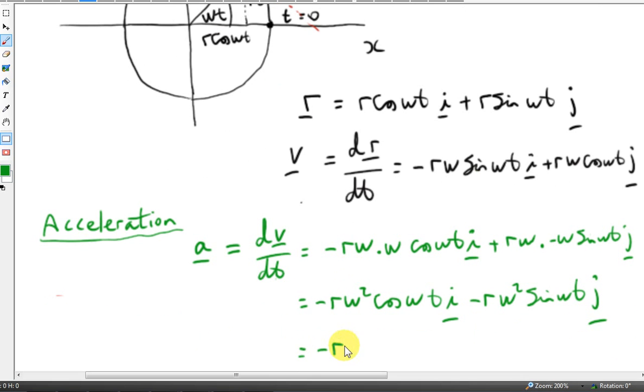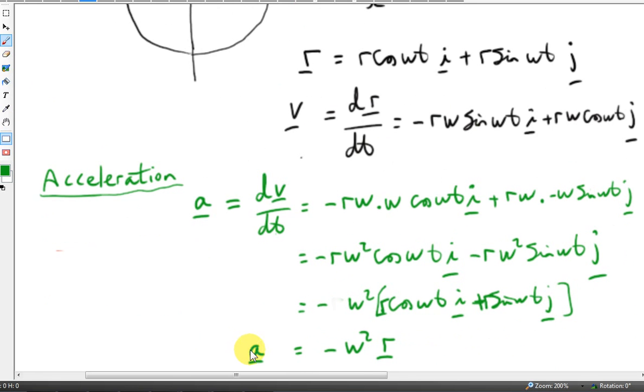Now we can factorize out minus r omega squared. And then we've cos omega t i plus sine omega t times j. But everything inside here is, well, actually I won't take out the r, I'll put the r back in. So now we see that everything inside the square brackets is just vector r. So we see that vector a is minus omega squared times vector r.